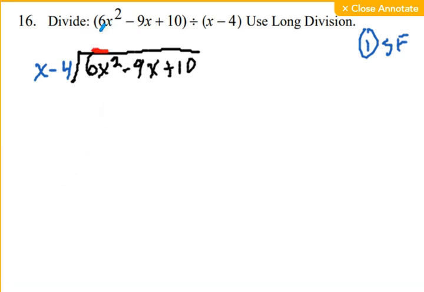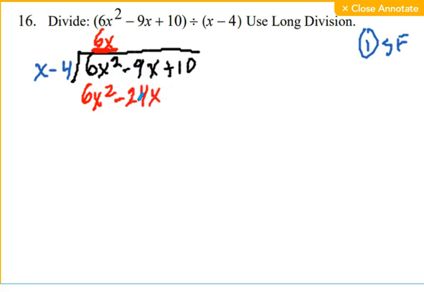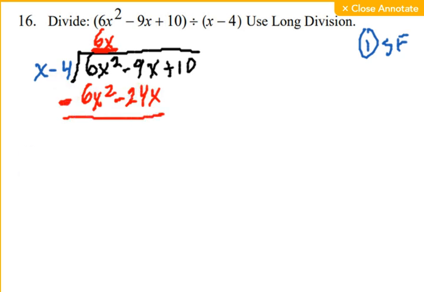We need a number here. So what number times x gives me 6x squared? 6x, very good. 6x times x, remember, we're distributing over here. 6x times x is 6x squared. And 6x times negative 4, that's negative 24x. Put the minus sign over here.